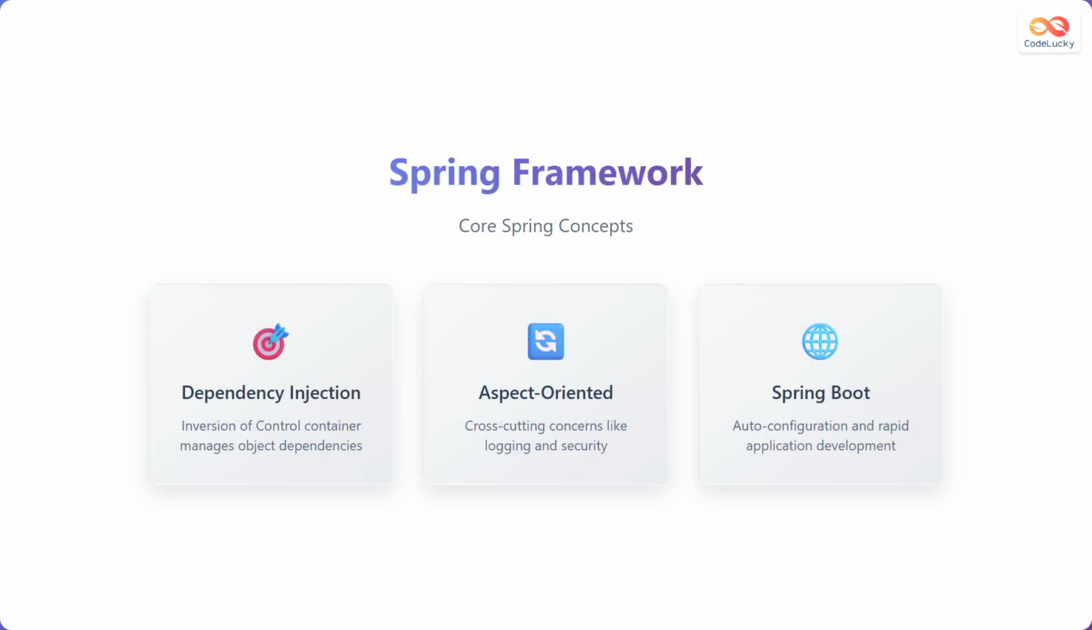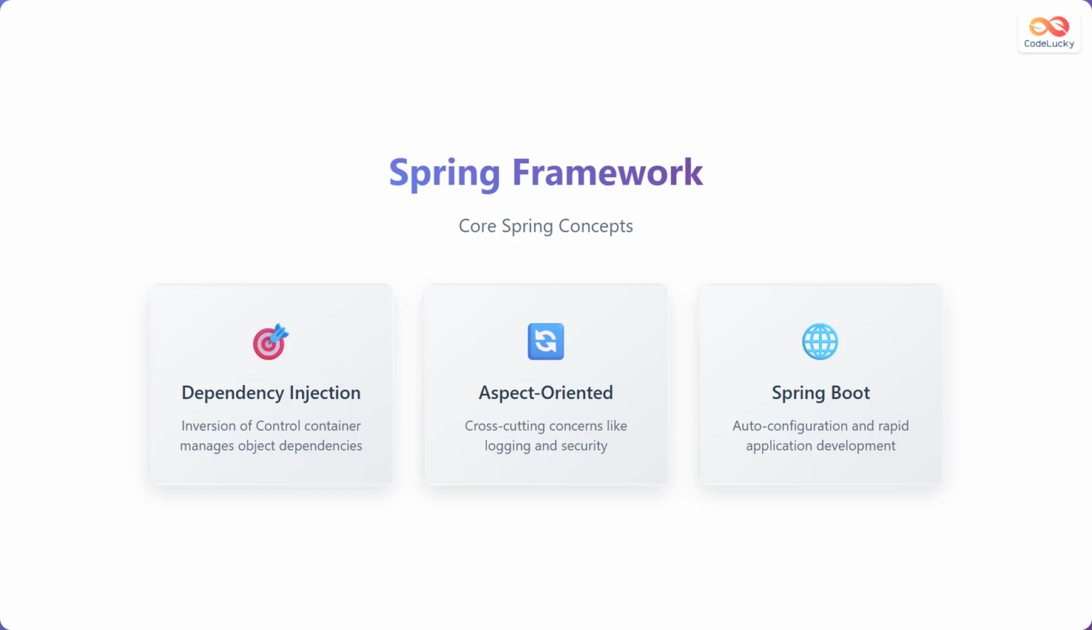The Spring Framework is a comprehensive platform for building enterprise Java applications. Three core concepts define Spring's approach to application development. Dependency injection is Spring's implementation of inversion of control, where the framework manages object dependencies rather than objects creating their own dependencies. This promotes loose coupling and makes testing easier.